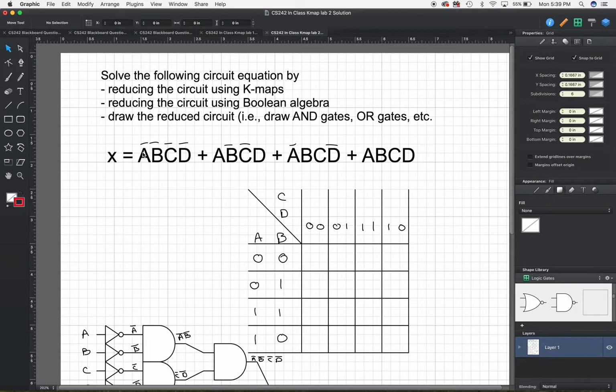It looks like A naught, B naught, C naught, D naught is ORed with A, B naught, C naught, D is ORed with A naught, B, C, D naught is ORed with A, B, C, D.